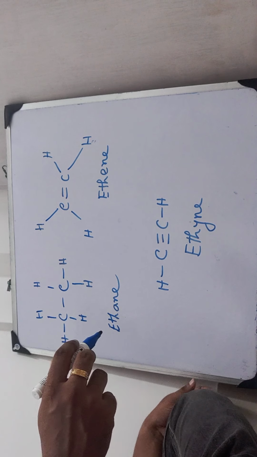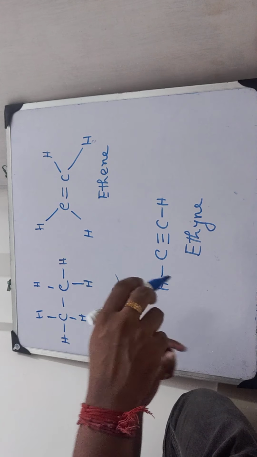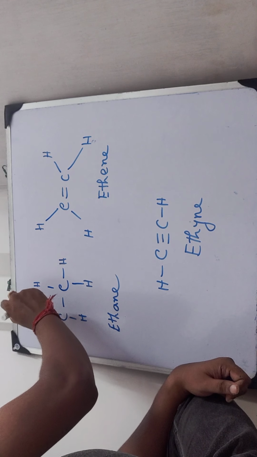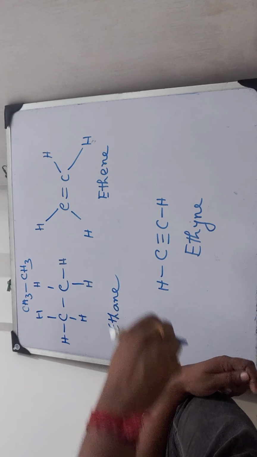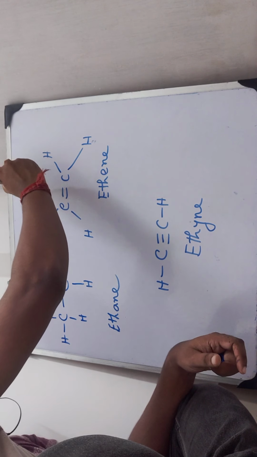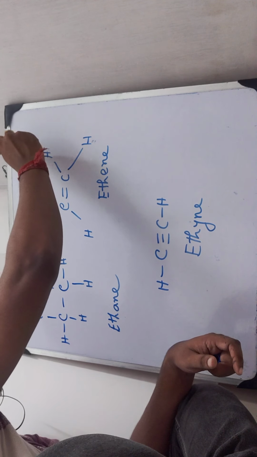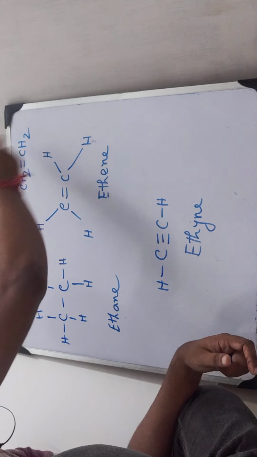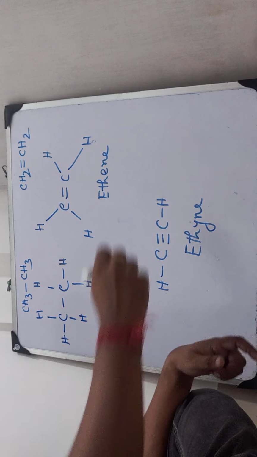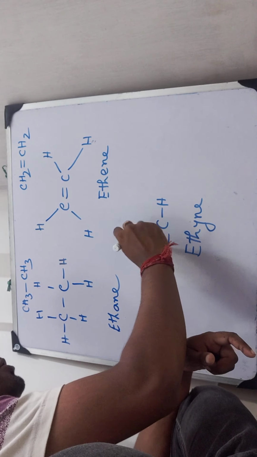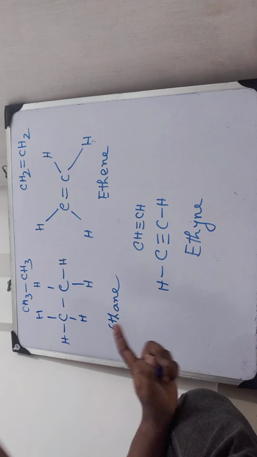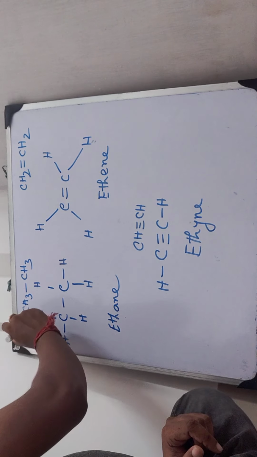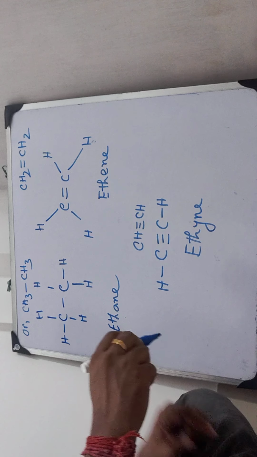In a short way we can also represent ethane as CH3, single bond CH3. Ethene can be represented as CH2, double bond CH2. Why? Because each carbon is carrying 2 hydrogen atoms. And ethyne as CH, triple bond CH. So in 3 ways we can represent these.